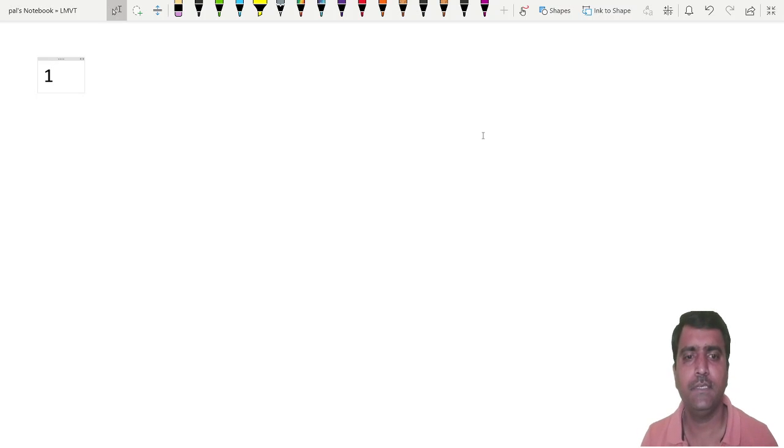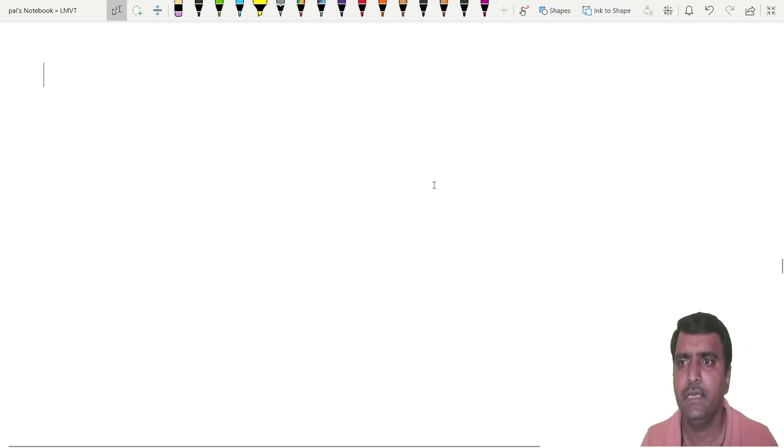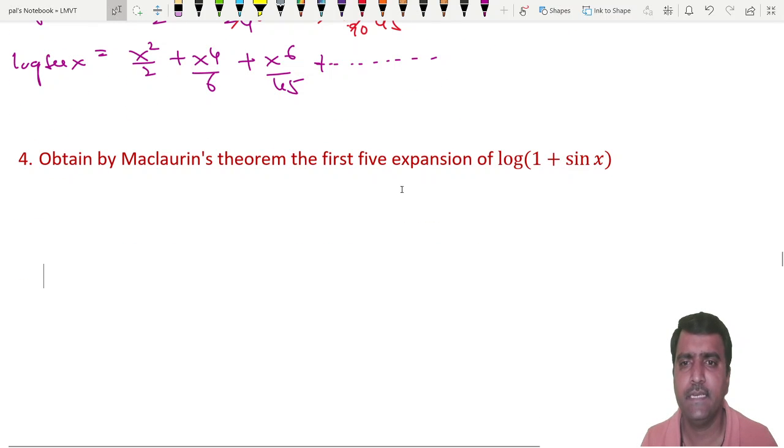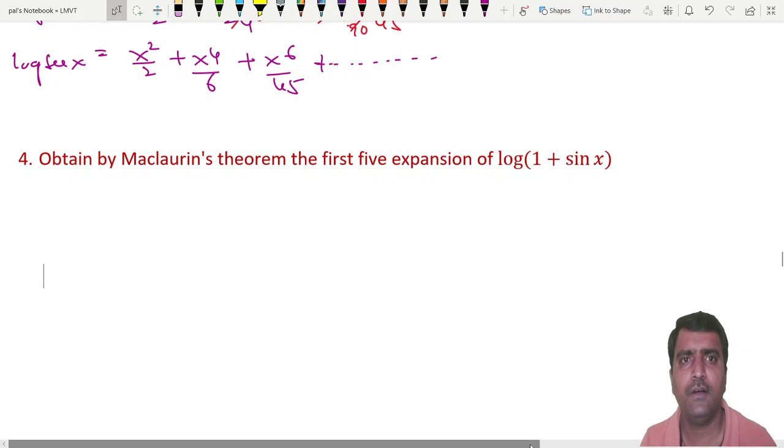So hi everyone, let us see some more interesting problems on Maclaurin series. So how to expand some more problems by using the Maclaurin's expansion. Take this problem: obtain by Maclaurin's theorem the first five terms of the expansion of log of 1 plus sin x.